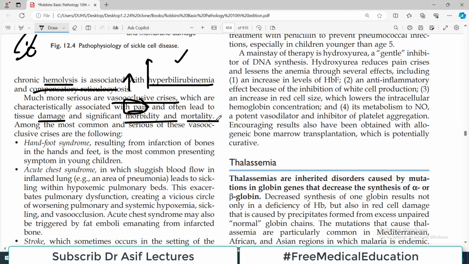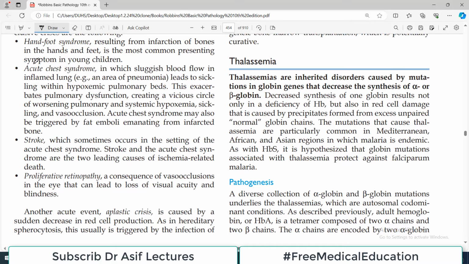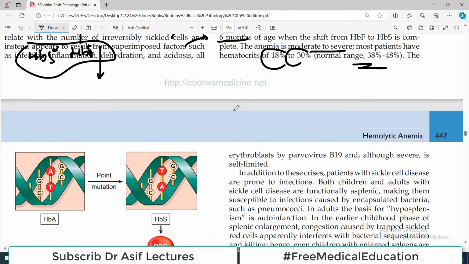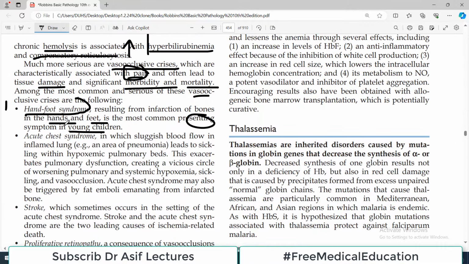Okay, some of the common occlusive crises are as follows. Number 1, hand-foot syndrome, resulting from infarction of bones in the hand and feet. That is usually the most common presenting complaint of the patients, particularly in young children. They come with pain in hand and foot bones. So that's one presentation because of occlusion of the blood vessel. So if this is, say, for example, your hand, and that's a particular blood supply going to the metacarpus, for example, and this is clogged, so there will be issues, infarctions, necrosis in the bones.